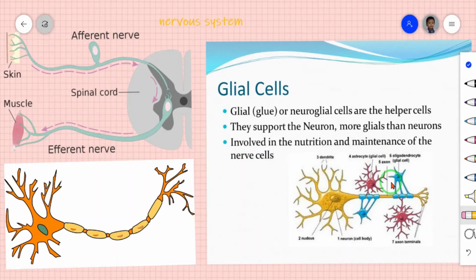So this is the neuron. See, these are the glial cells. Different types of glial cells are also present. So they are supportive cells.